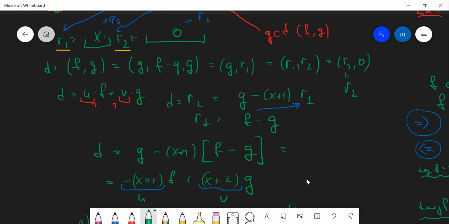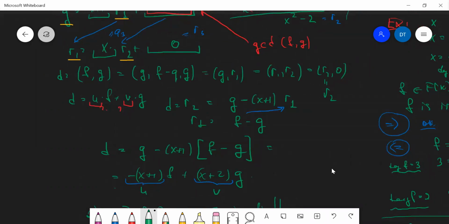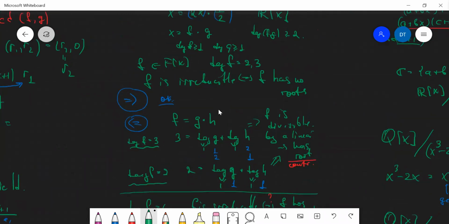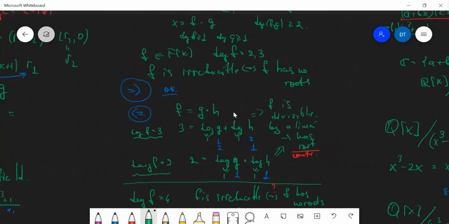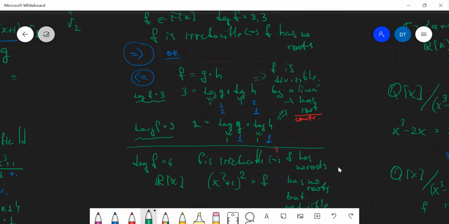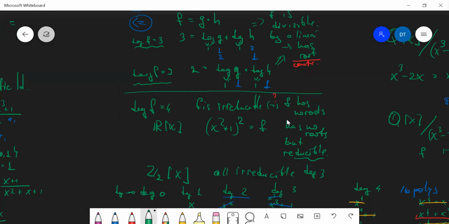And back to the claims, I missed it. From today's seminar, we know that if our polynomial has degree either 2 or 3, and it has a root, we know that it's reducible. Yeah, it's reducible. And what about degree 4? Well, in case of degree 4, it's not true that if it has no roots, then it's irreducible. It may have no roots, but it's still reducible. And this is a counterexample.